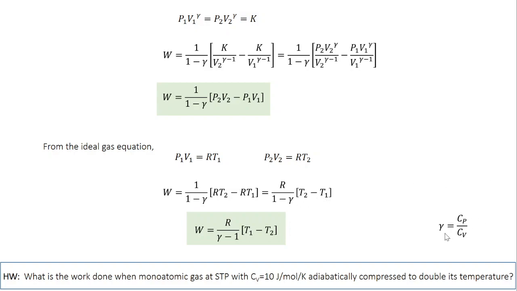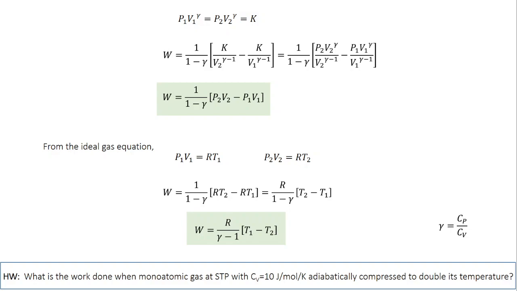As I said, gamma is the ratio of Cp to Cv, and in the last class we have seen that Cp is always greater than Cv, right? This is the Mayer's formula. So gamma is going to be always greater than 1. So it makes more sense to write this equation in terms of gamma minus 1 instead of 1 minus gamma. So work done is going to be R divided by gamma minus 1 into T1 minus T2. Here T2 minus T1, here T1 minus T2.